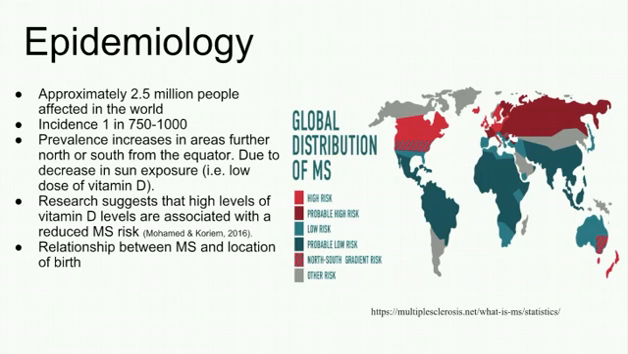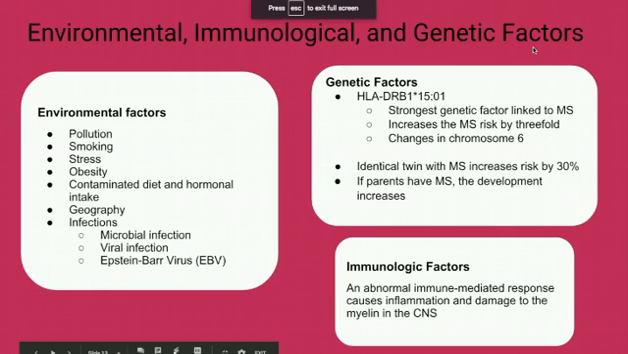And there's also a relationship between MS and the location of birth. For example, if a person travels to MS high risk regions before 15 years old, so before puberty, that may predispose them to develop MS later on in life, more than the same person who traveled after 15. There is no single risk factor for MS, but several risk factors are believed to contribute to the overall risk.